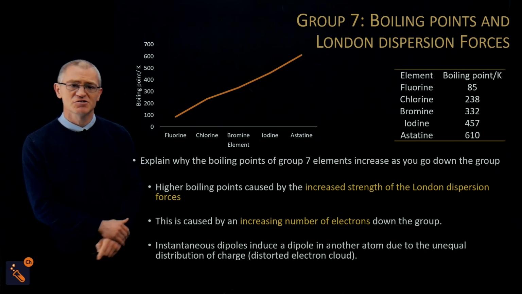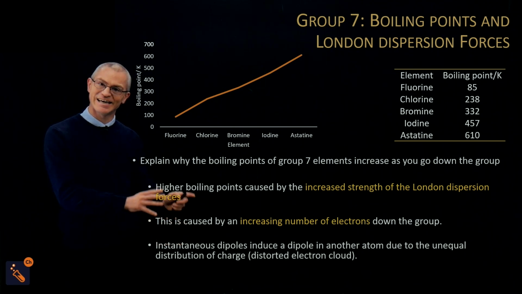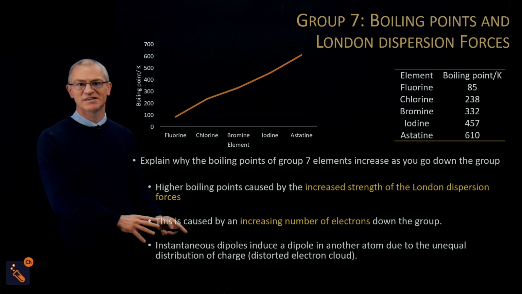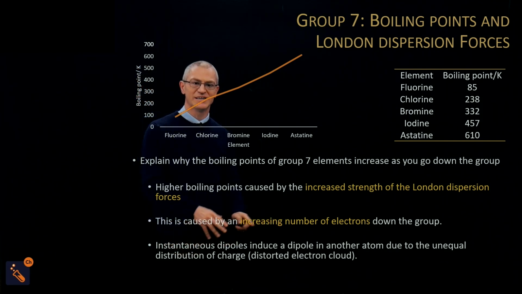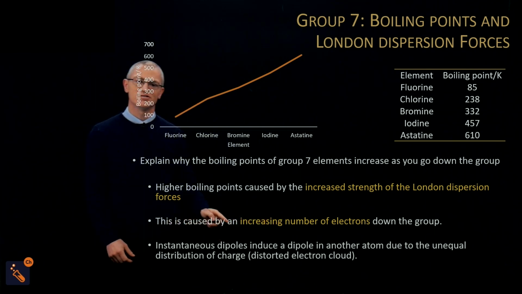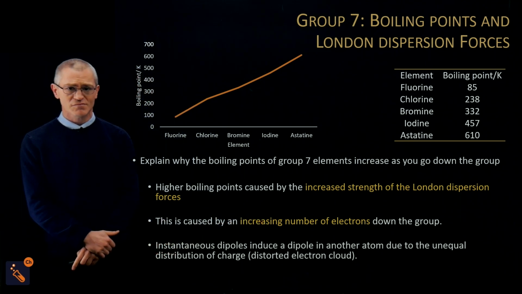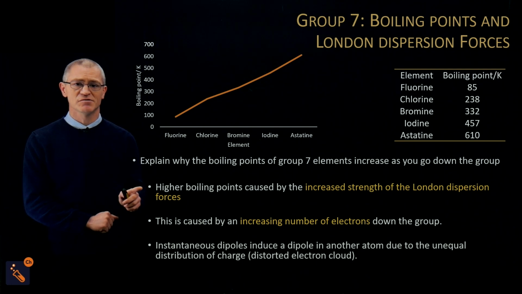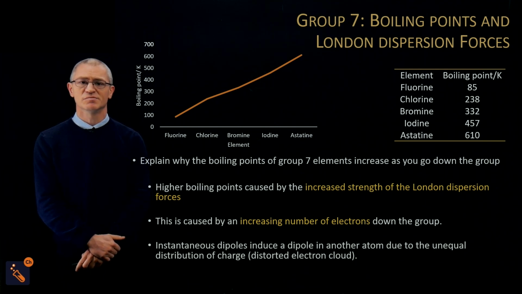Now, you don't often have to say this in an exam, but sometimes it's good, especially in the AS exam, if your school is one that does an AS exam, that you explain what the instantaneous dipole is and how it induces a dipole in another atom. Okay, and that is due to this unequal distribution of charge. Now, most of the time, though, the questions only require you to put point 1 and point 2: relate the electrons to the increased strength of the London dispersion forces.